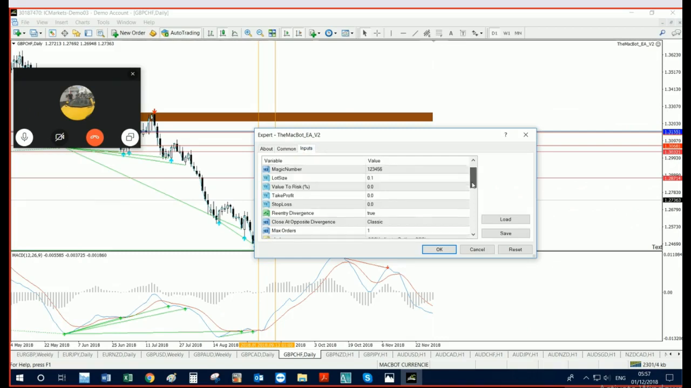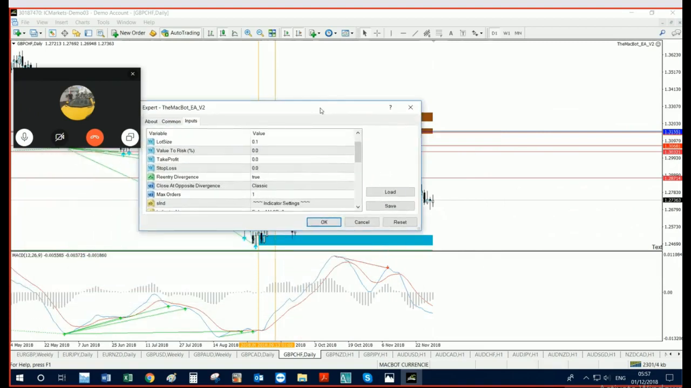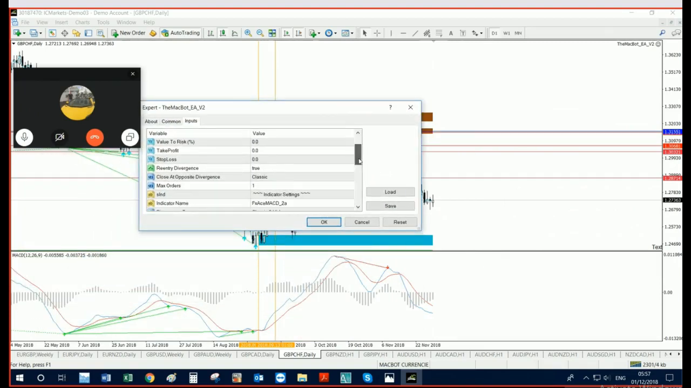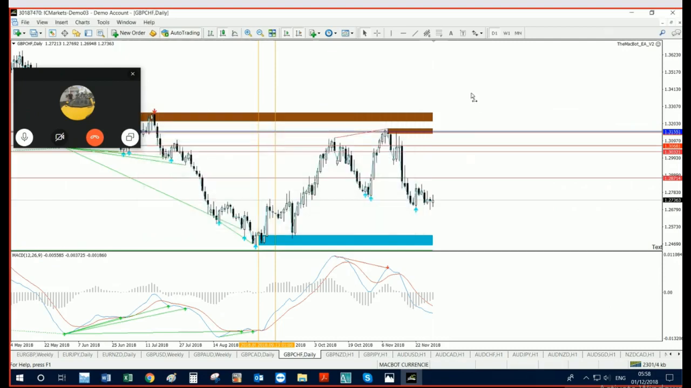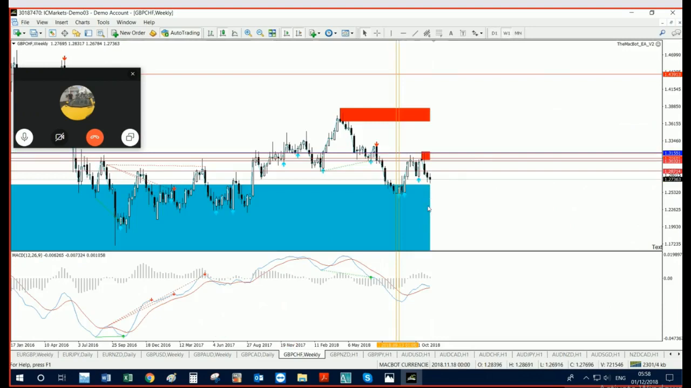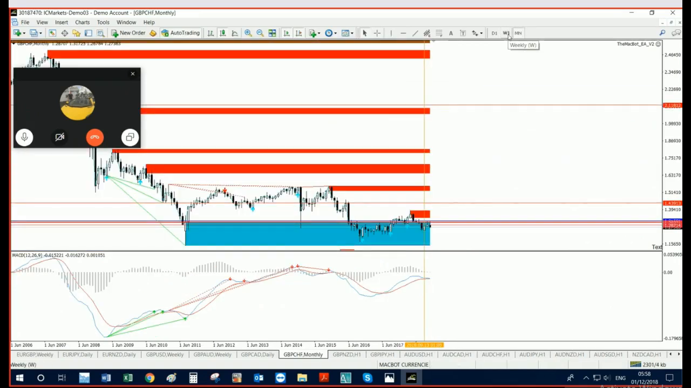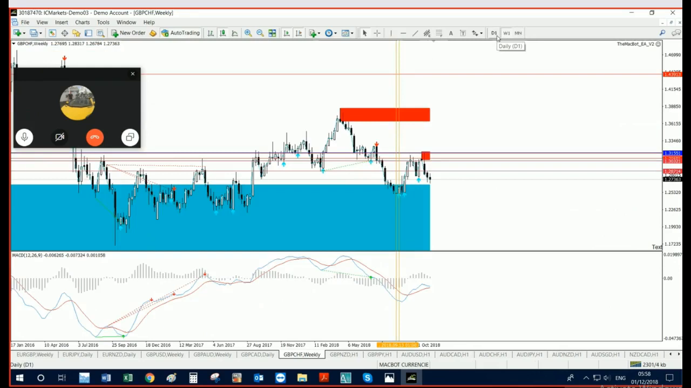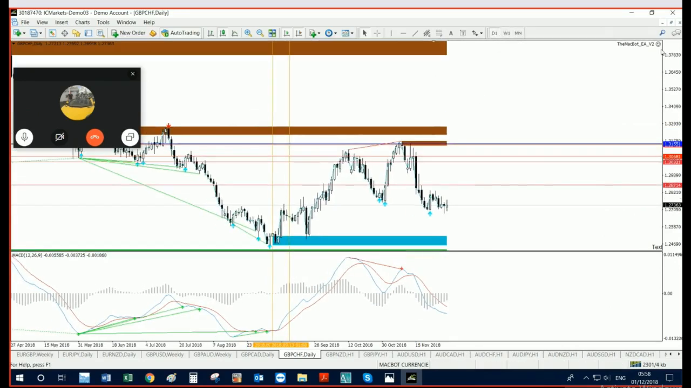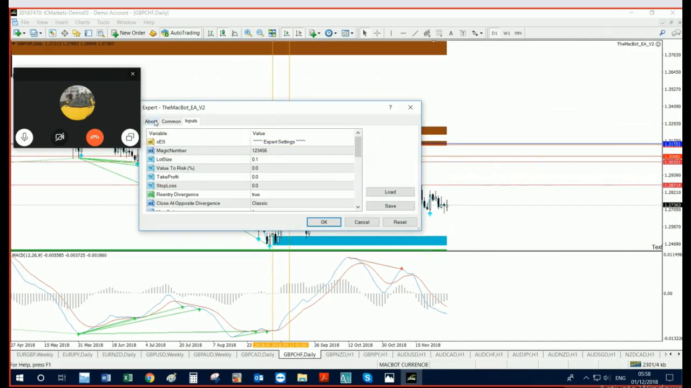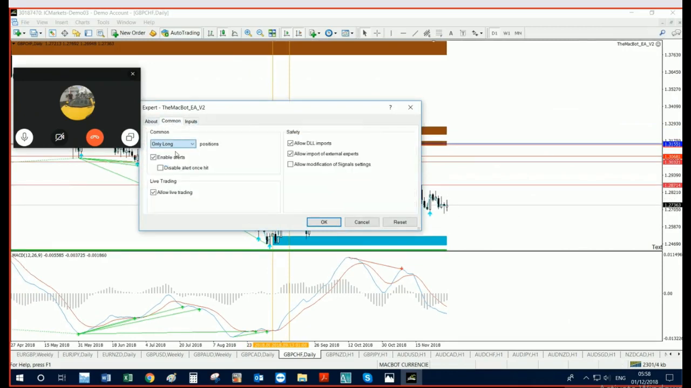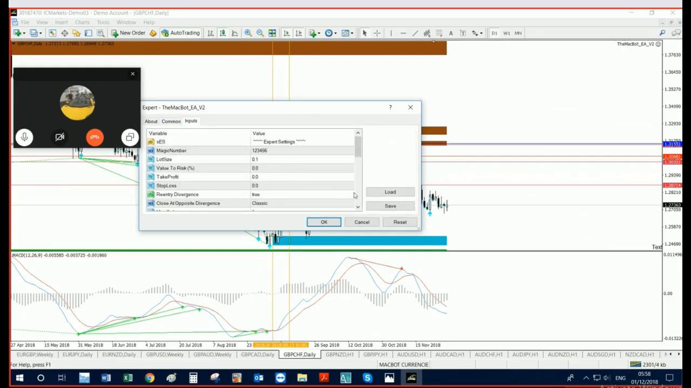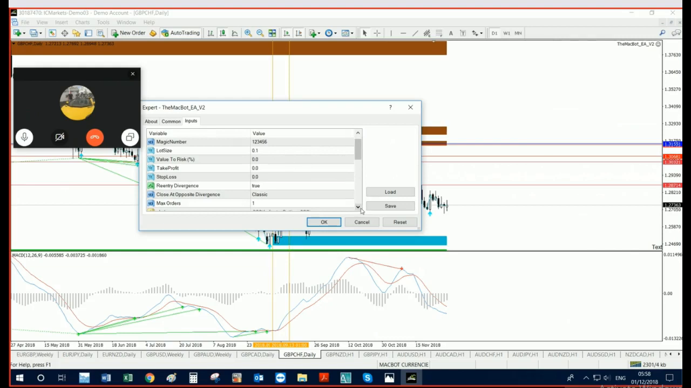I didn't measure the stop loss on this one. Should I put the stop loss or not really? This is a big stop loss. This is nearly 1,000 pips. A 1,000 pips stop loss, that's crazy. So position one. I'm not going to put in a stop loss, just going to leave it.